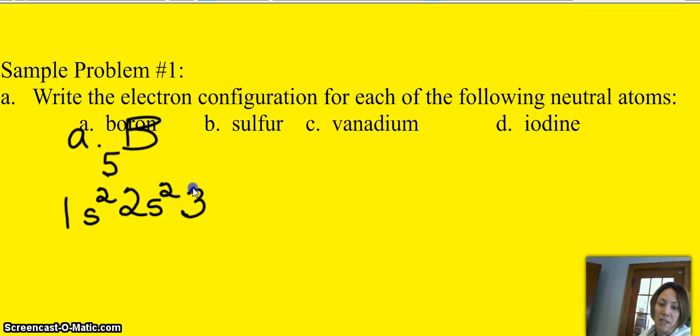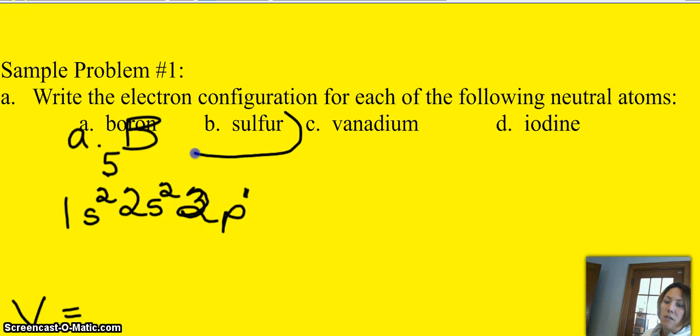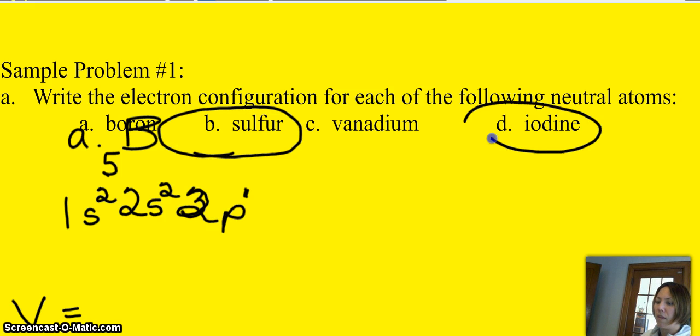And then we go to the next available sublevel, 2p. Now p can hold 6, but we only need it to hold 1, so it would just be 2p1. So that's your electron configuration for boron: 1s2, 2s2, 2p1. I'll do vanadium down here for you, and you can do for me sulfur and iodine. You can go ahead and try to write the electron configurations for sulfur and iodine.